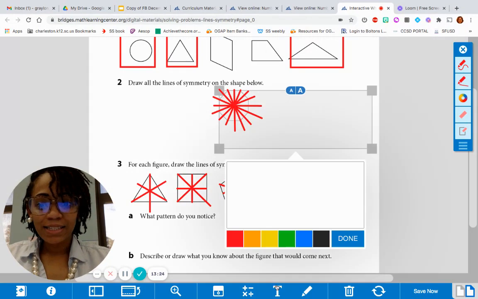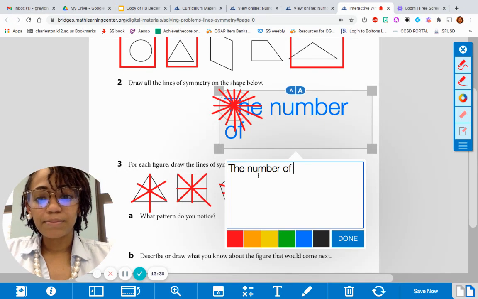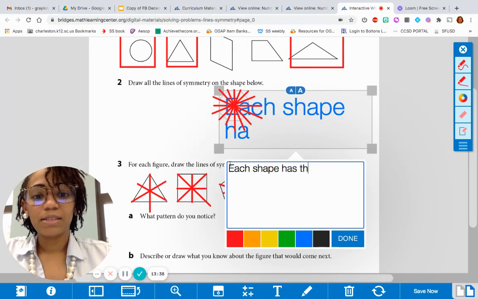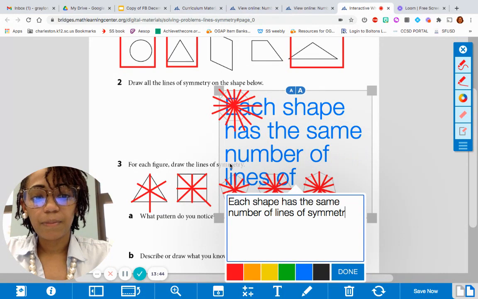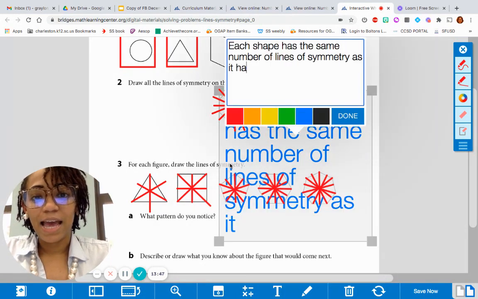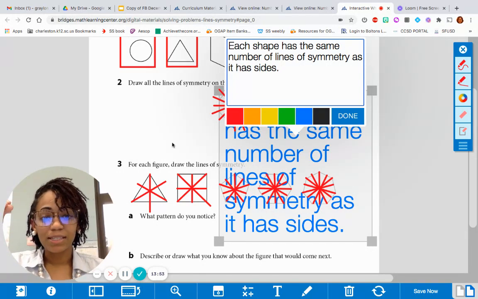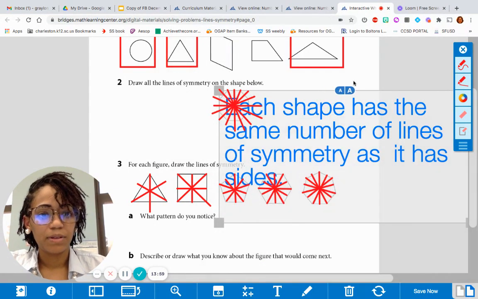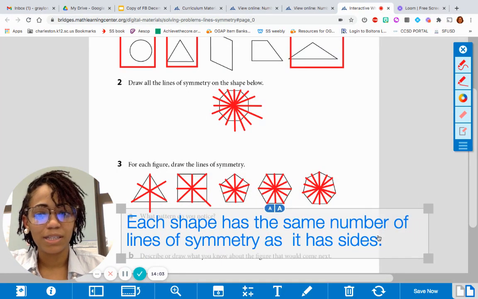Yes, and that is the number of, let me say it this way. Each shape has the same number of lines of symmetry as it has sides. Does that make sense? So the number of sides on the shape is telling us the number of lines of symmetry that are on that shape. Okay? That is the pattern that I noticed. I hope that you noticed the same thing.